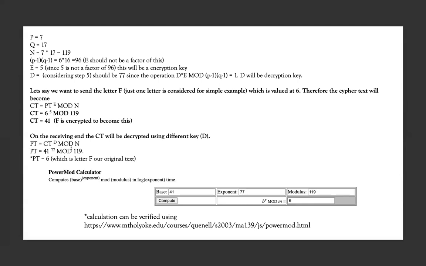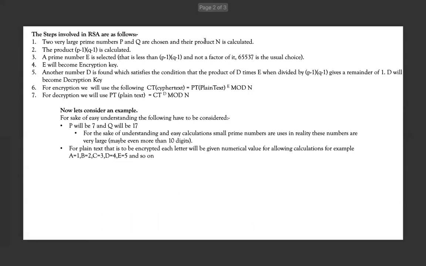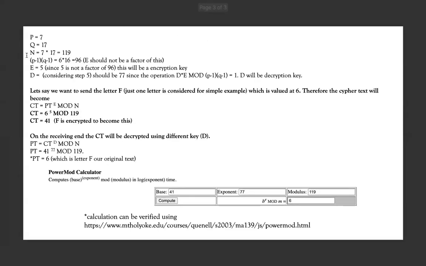Now, let's calculate the keys. So P is 7, Q is 17. The first thing I need is N. As you can see here, 7 times 17 is 119. So that's N right there.